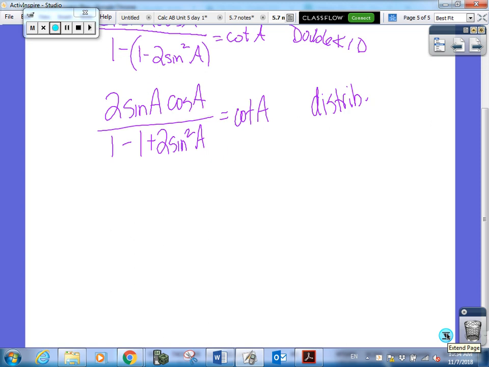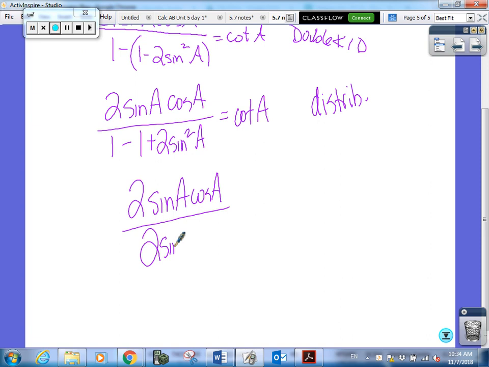All right, so now I can still do a little bit of combining that denominator. So I end up with 2 sine A cosine A. 1 minus 1 is 0. 2 sine squared A equals cotangent A. What did I do? I subtracted 1 minus 1. Add, subtract, add, combine. 1 plus a negative 1 is add. 1 minus 1, subtract, combine. Add, subtract, combine. Those words are interchangeable.